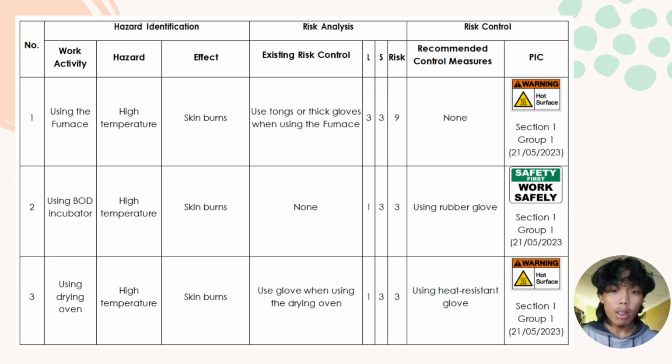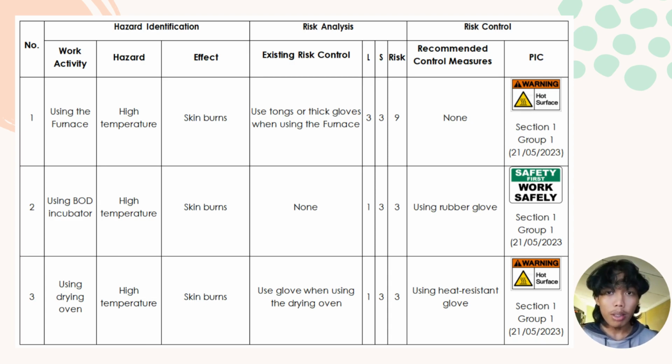So the first one is using the furnace. The hazard is the high temperature of the furnace, and the effect is it can give you skin burns if you are not careful to follow the procedure of using the furnace. The existing risk control is to use tongs or thick gloves when using the furnace for safety measures. For risk assessment, likelihood, L, is 3, and severity, S, is 3, and risk is 9. The recommended control measures is none, since existing control measures are sufficient.